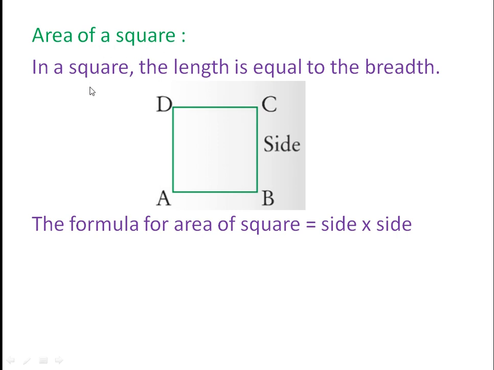Area of a square. See here, in a square, the length is equal to the breadth. This picture is an example for the area of a square. This is the side. What is the area of a square formula? The formula for the area of a square is equal to side multiplied by side.